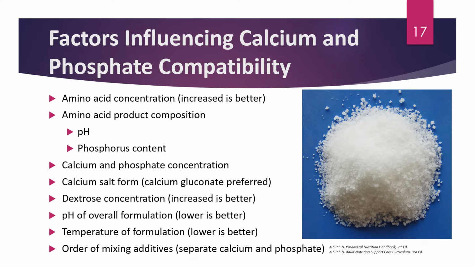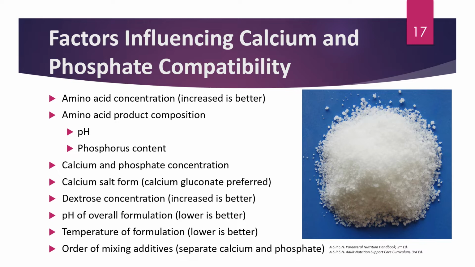What are some factors that influence calcium and phosphate compatibility and solubility? One thing that helps is amino acid concentration. The higher the amino acid concentration, the better off you are. Something else that correlates with this is the higher the dextrose concentration. So higher amino acid concentration as well as dextrose concentration are better. So keep those things correlated together. Concentration or percentage is better.